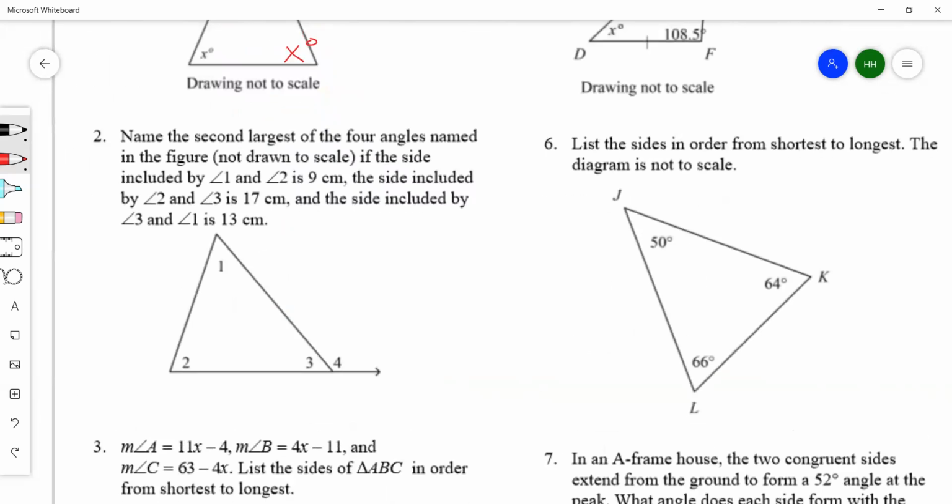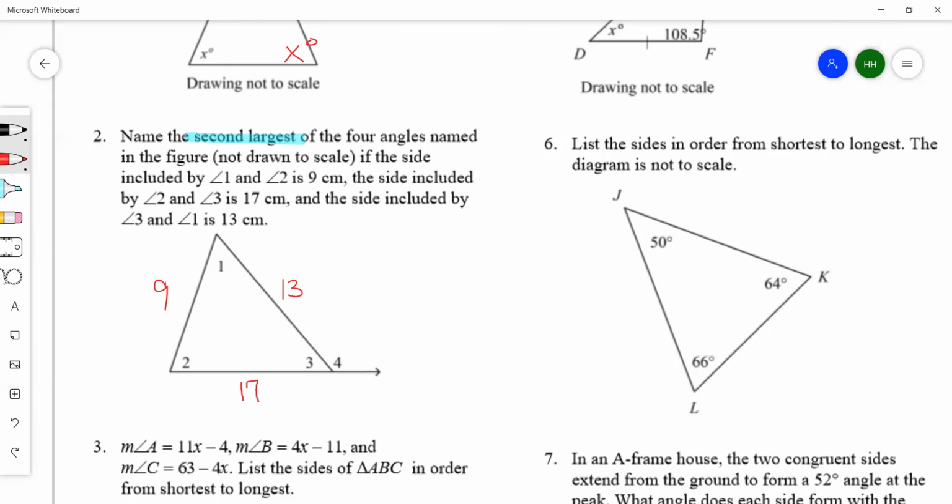All right, and number 2 here. Pay attention right there. Name the second largest of the 4 angles named in the figure. The side included by angles 1 and 2 is 9, so here's 9. The side included by 2 and 3 is 17, so here's the 17. And the side included by angle 3 and angle 1 is 13.